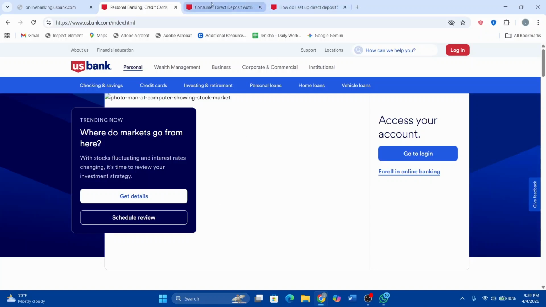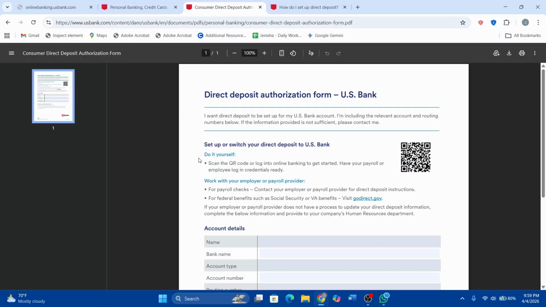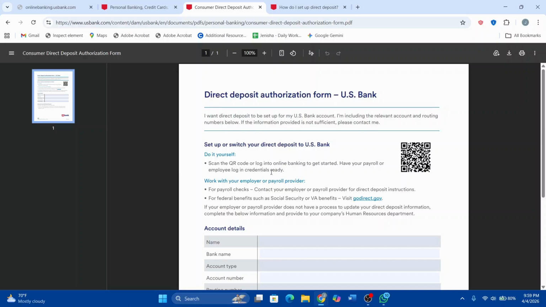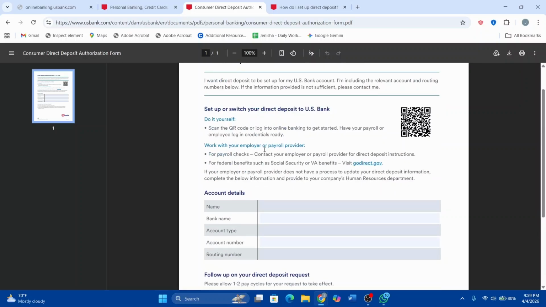We can find the direct deposit form on the website. So go ahead and search for the direct deposit authorization form for US Bank, and this is the form that we can download. Once we find it, these are some of the information that we require. One of them is your US Bank account number. Make sure you have this. Find this on your online banking, on your statement, or on your checks.